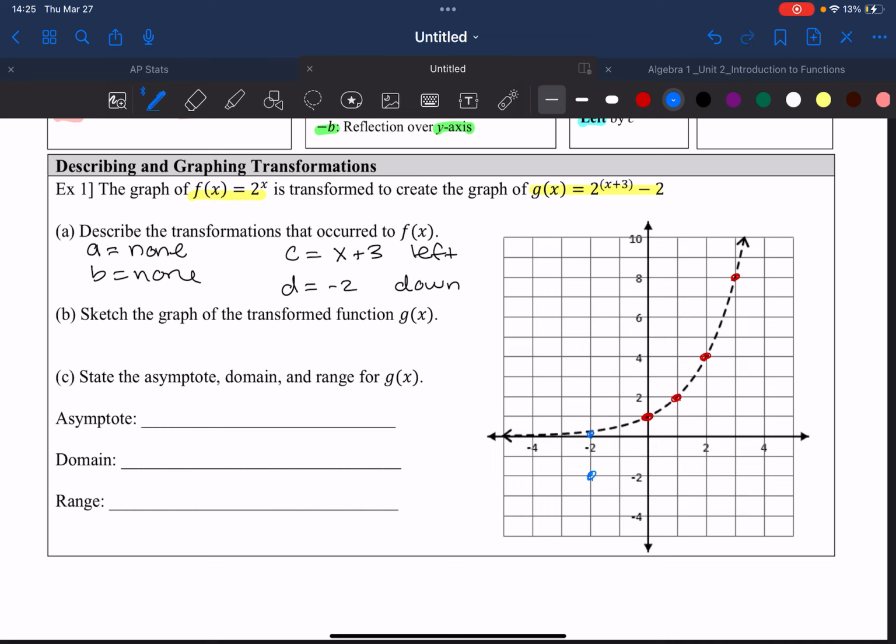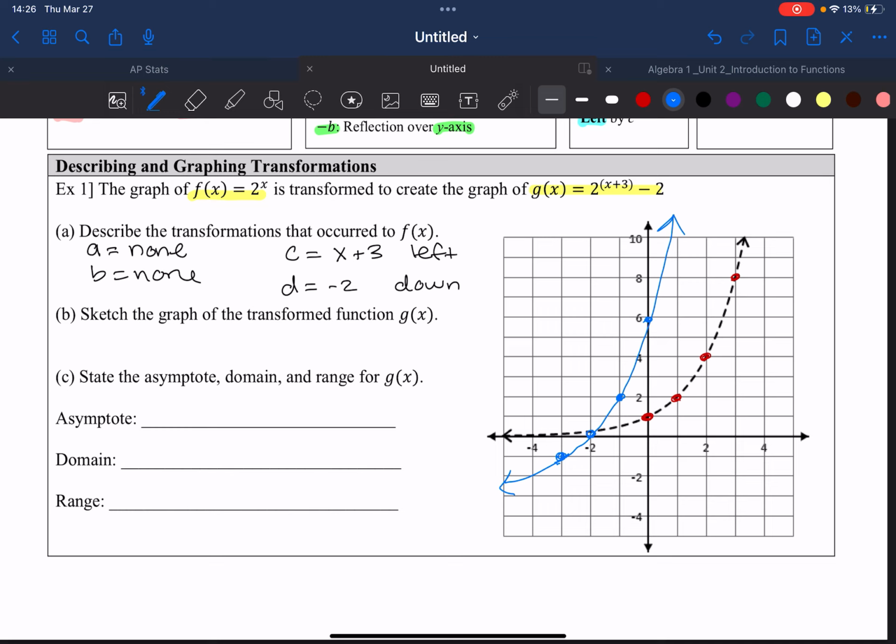Right? 1, 2, 3, 1, 2. Sorry, I'm all over the place. Okay, 1, 2, 3, down 2. There we go. 1, 2, 3, down 2. And then 3, down 2, and then notice we have this line going up in that direction.